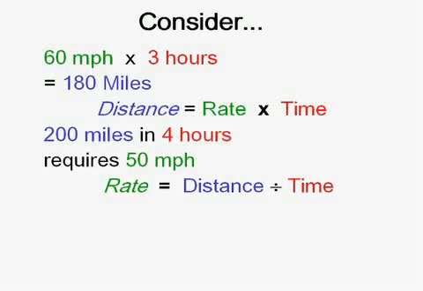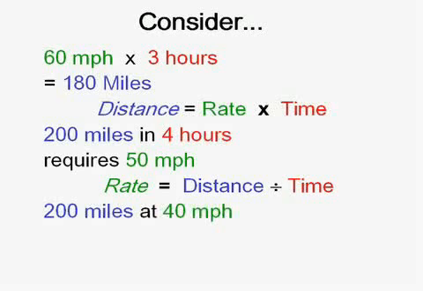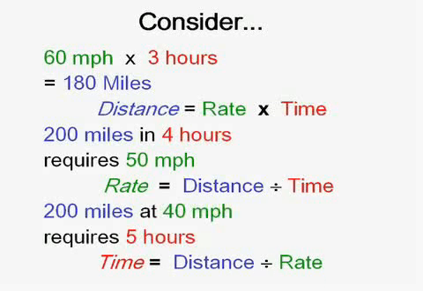In the same way, if you had to do that 200 miles and you could only go 40 miles an hour, maybe you were on a moped or something, how long would it take you? Well, it would take you 5 hours, wouldn't it? Because you know that the time it takes you is the distance divided by how fast you go, divided by the rate.